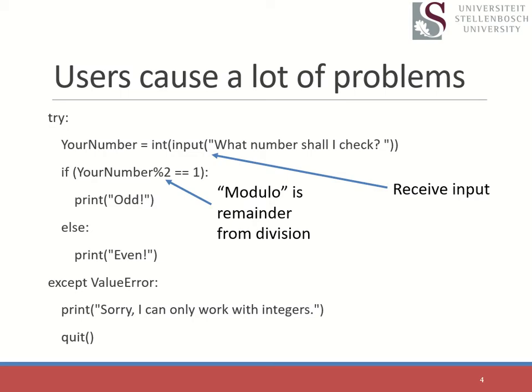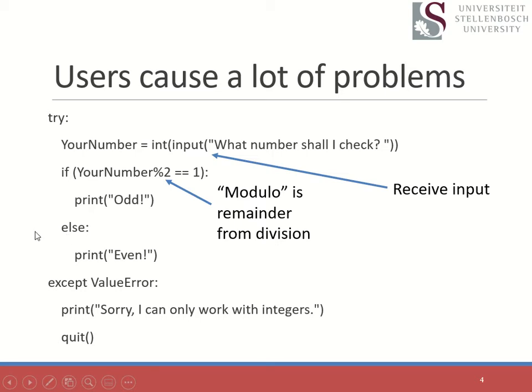All right. I gave myself quite a complex example on this slide, didn't I? All right, so we're going to ask the users for some number. We're going to try to coerce that into being an integer, and we're going to store it in the variable your number. We're then going to ask, is that number modulo 2 equal to 1? If so, print that it is an odd number. If not, print that it is an even number.